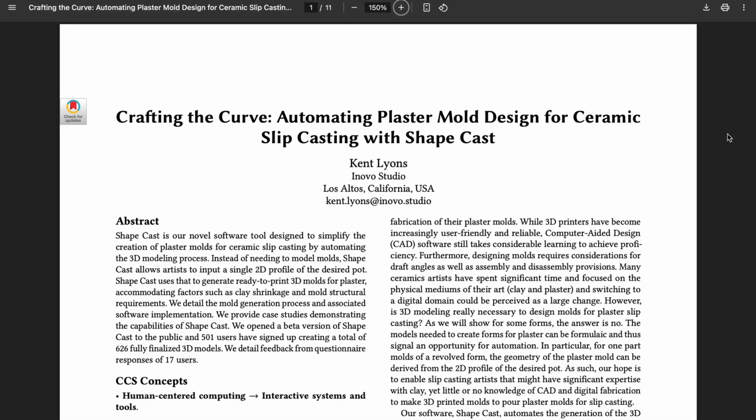First up is my own paper on Shapecast. Here it is. Here's the title, Crafting the Curve, Automating Plaster Mold Design for Ceramic Slip Casting with Shapecast. This is basically the Shapecast system that I've been talking about and you guys can use. It was an early version of it. And for those who have stuck around for a good while, I did a user study very early on where I sent out a survey and asked for some feedback. So this paper is about both the system itself, how it works, and about that early feedback that I got.